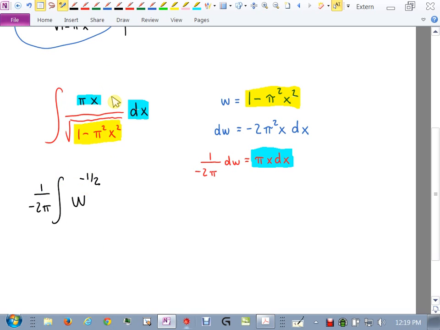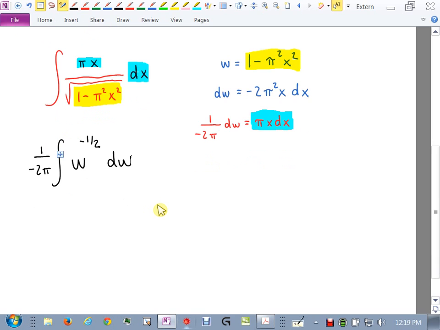This right here should have been 1 over the square root of w, which you bring up, make it a negative exponent. And then what's out here? dw. That's it. What is the antiderivative of w to the negative 1/2? So you've got 1/2. So it'll be 2w to the 1/2 plus a constant.